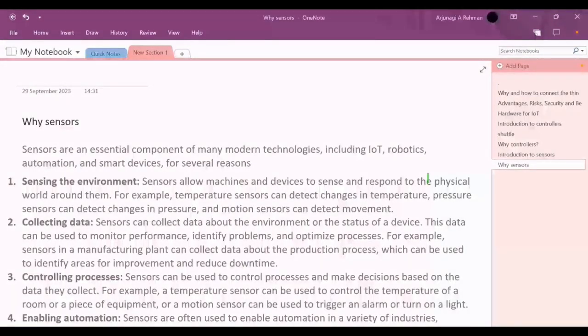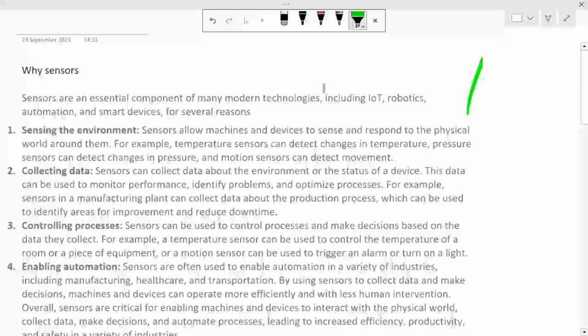So today we will see why sensors. Though you may know, after going through all the previous videos, exactly why we need the sensors. But again, to give you further clarity, we will see why sensors and what all these things sensors do. Sensors are an essential component of many modern technologies, including IoT, robotics, automation and smart devices, for several reasons.